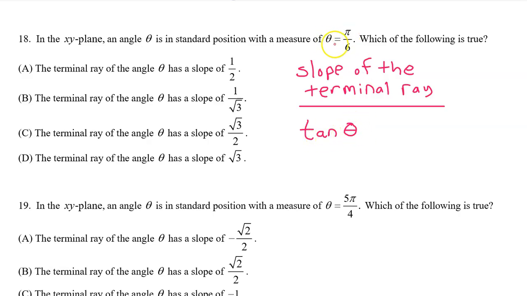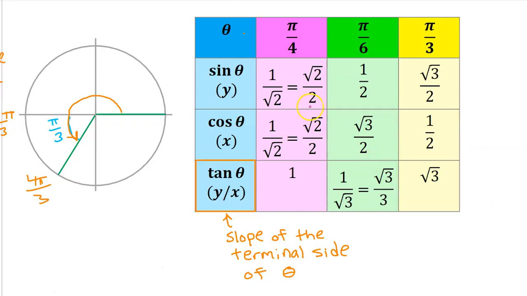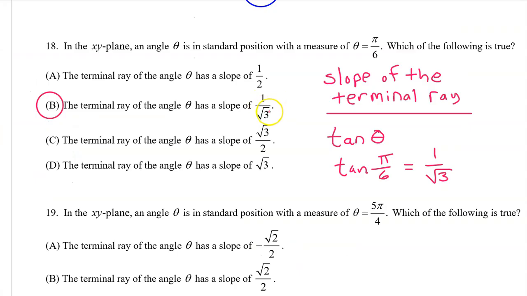If theta is pi over 6, then the slope of the terminal ray will be the tangent of pi over 6. Make sure you memorize this chart, which includes the tangent of pi over 6, which is 1 over radical 3, or radical 3 over 3. That's why the answer is B.